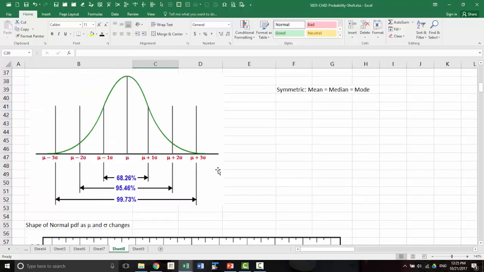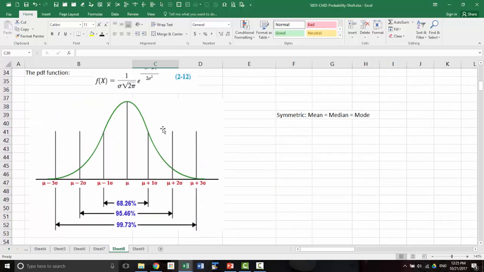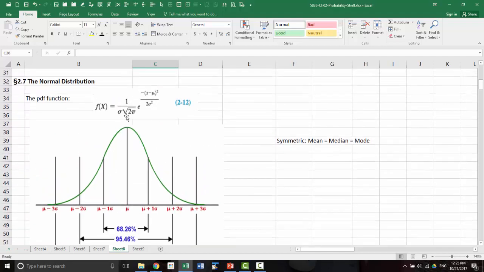Now, there are two parameters for the normal distribution. Mu is the mean and sigma is the standard deviation. Two parameters, mu and sigma. And there is one more property of the normal distribution. Because it is symmetric, the mean, the median, and the mode all fall exactly at the center, the same value. The mean is the median is the mode, equal to mu for a normal distribution process.